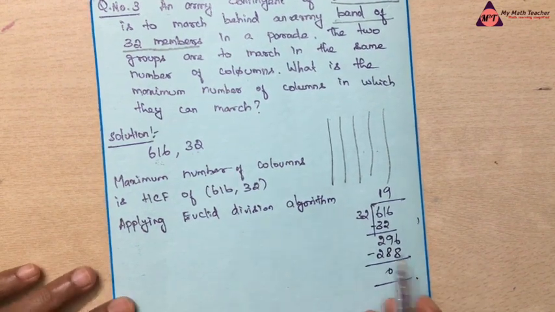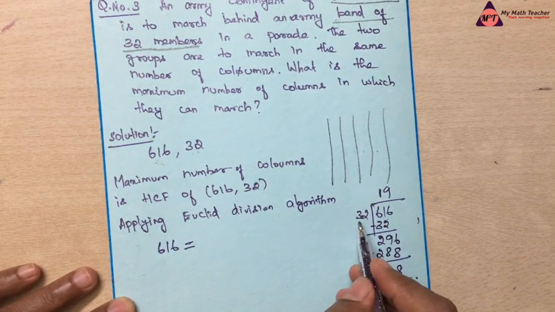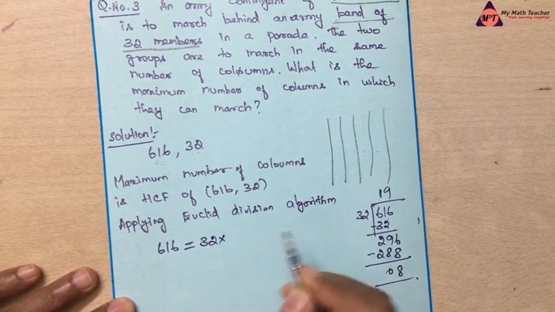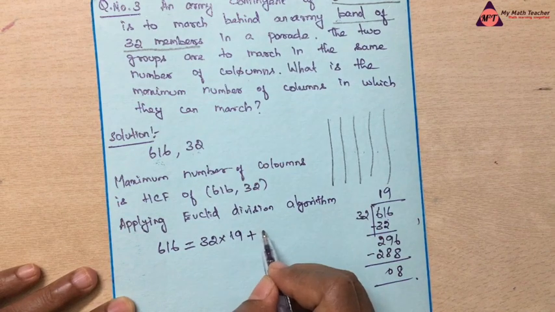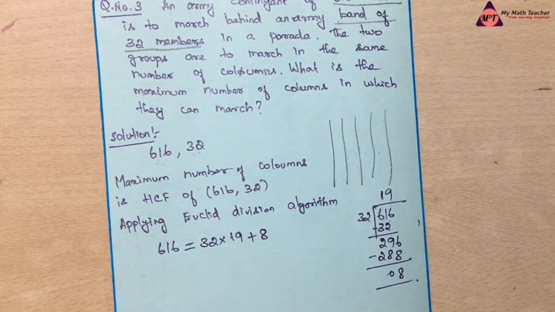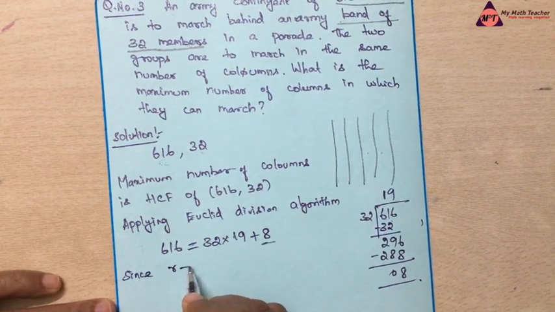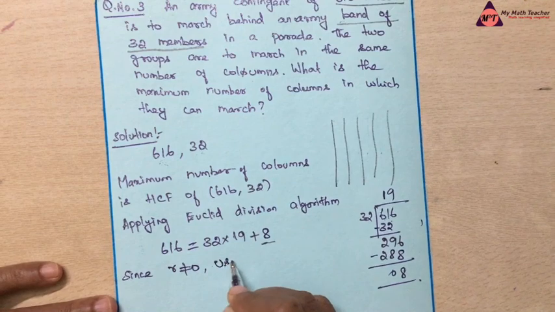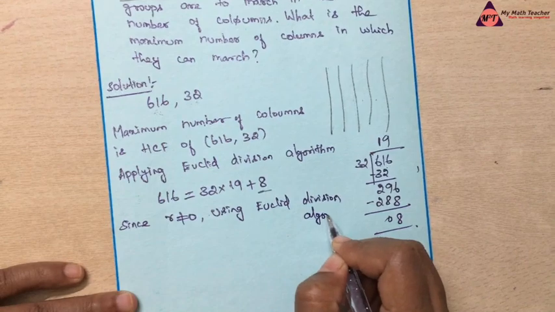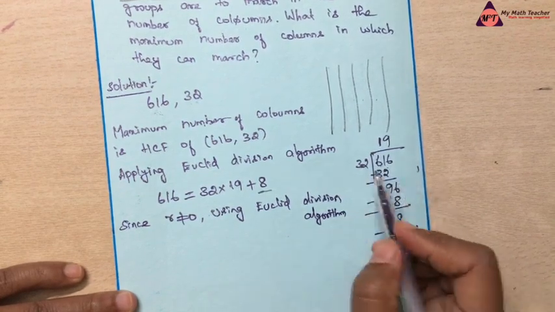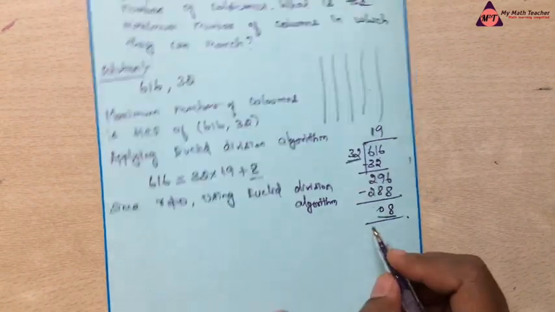Okay. Now what we have got? The dividend 616 is equal to, what is the divisor? 32 multiplied by the quotient. What's the quotient? 19 plus the remainder, that is 8. So we can see that remainder is not equal to 0. Since r is not equal to 0, using Euclid division algorithm, again we are going to divide with these two numbers. What are the two numbers? 32 and 8, which we know already.